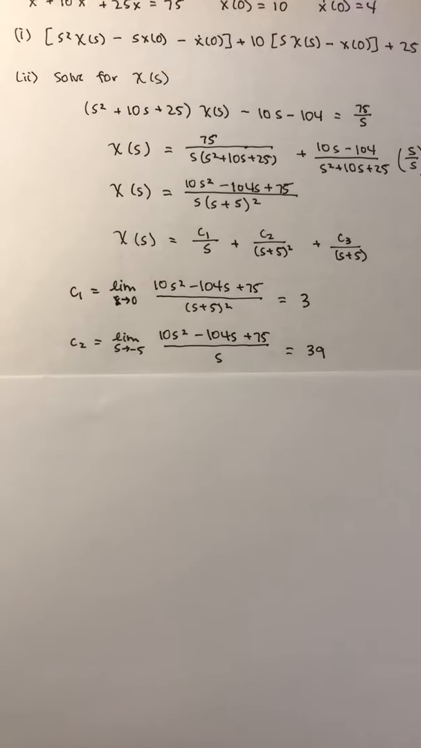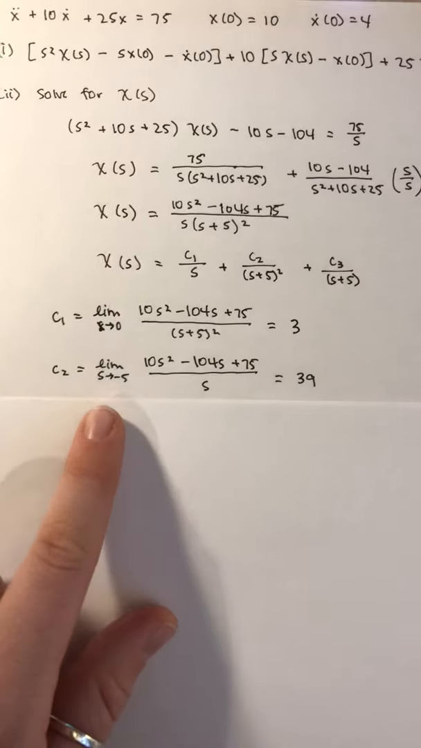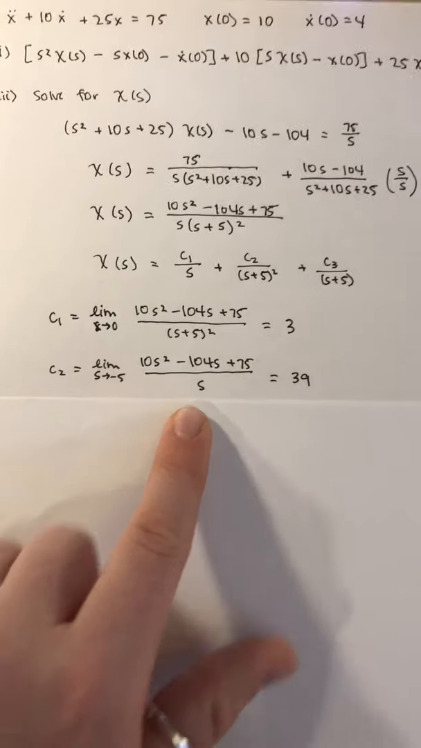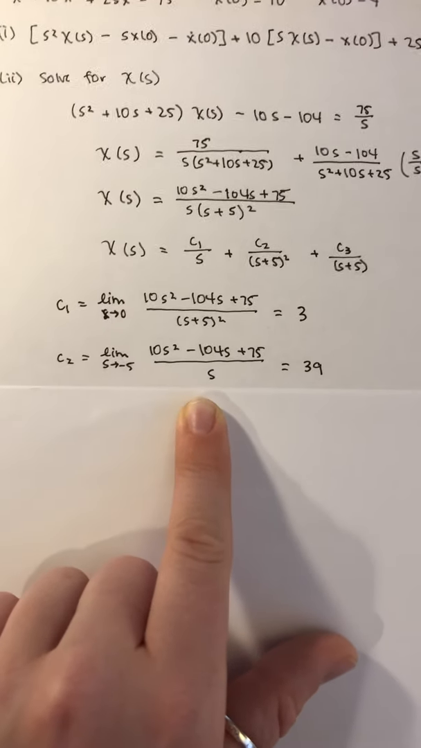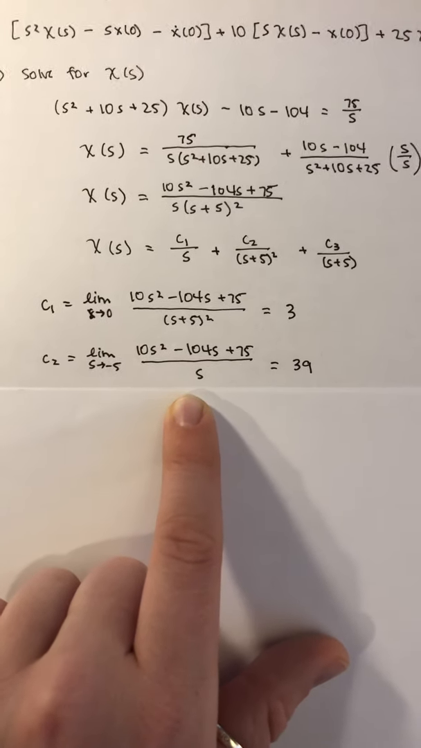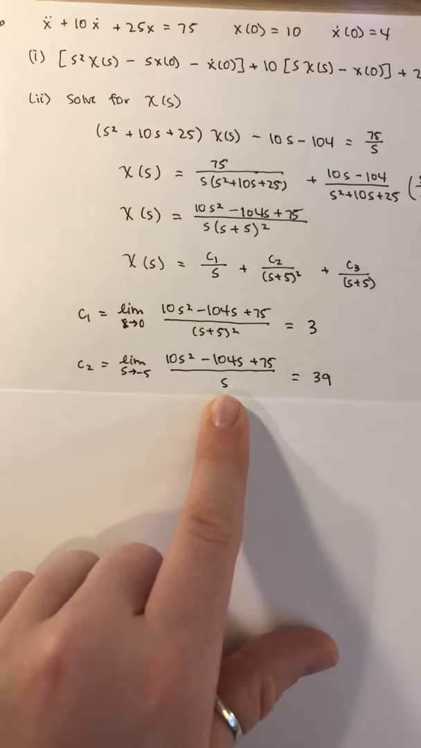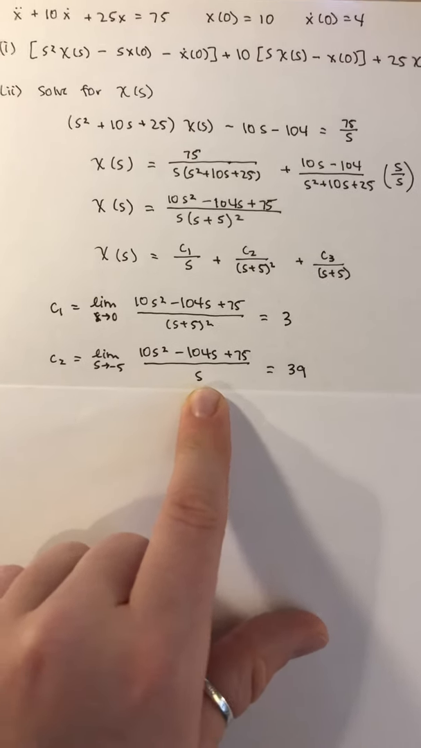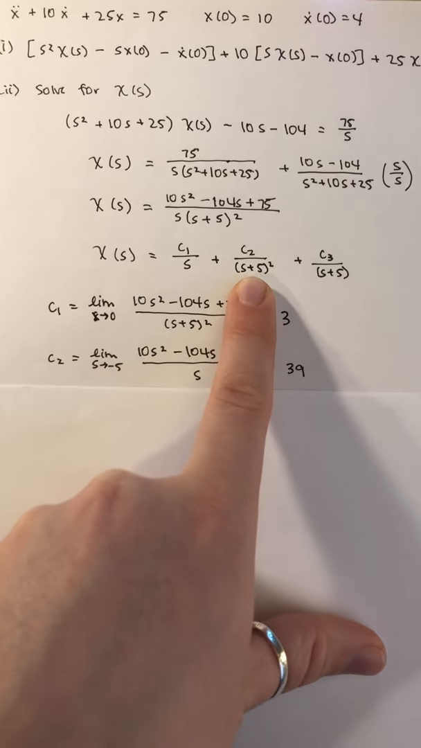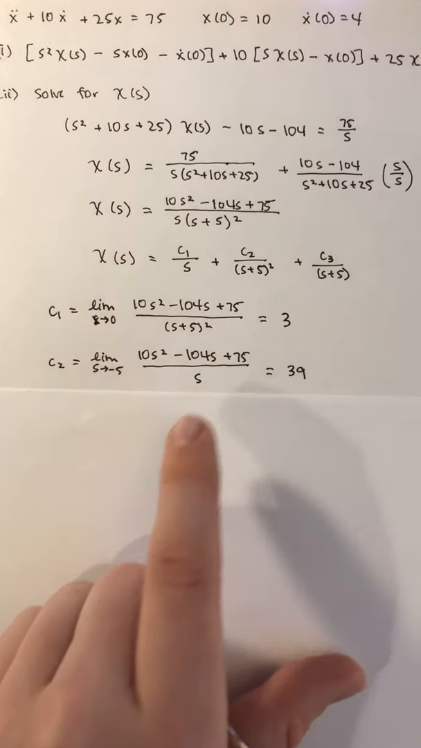Next, to get c2, you take the limit as s goes to negative 5 of 10s squared minus 104s plus 75 over s equals 39. So the only denominator here will be s because it is the only one that is not in this denominator here.